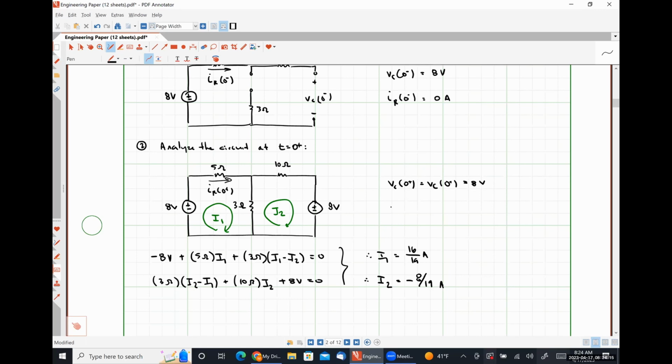From this, IR at 0 plus is the same as I1, 16/19 of an amp. Yes, sir. Could you have done both divisions?